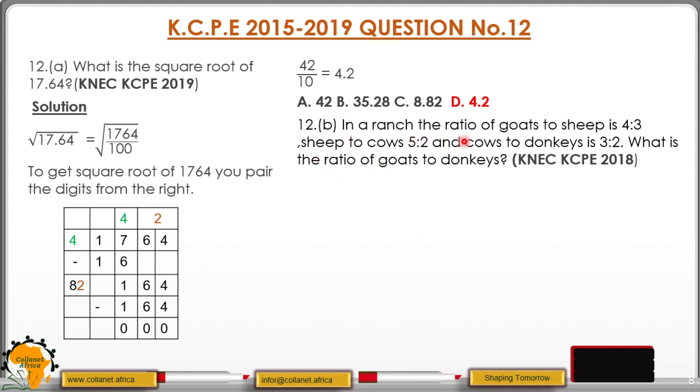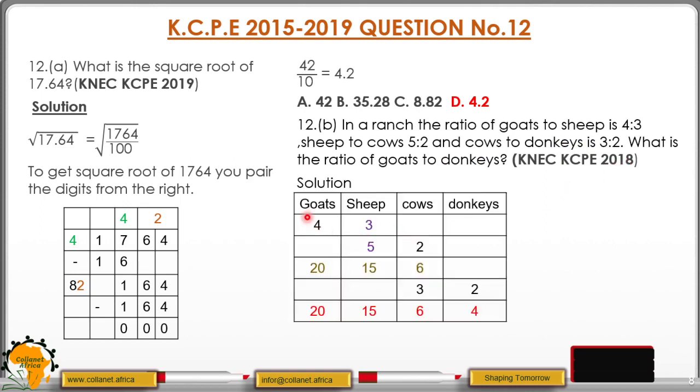B. In a ranch, the ratio of goats to sheep is 4:3. Sheep to cows is 5:2. Cows to donkeys is 3:2. What's the ratio of goats to donkeys? Question 2018. Solution. Here we have goat and sheep. It is good you sketch. You have 3:4, 4:3. Then we have sheep. There is a common sheep to cows. So down here you put sheep 5, and then we have the cow 2.